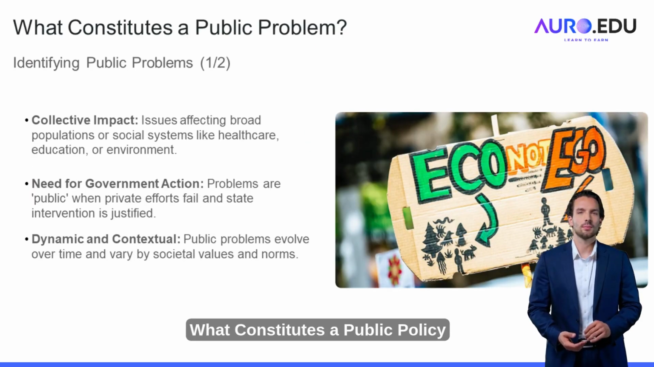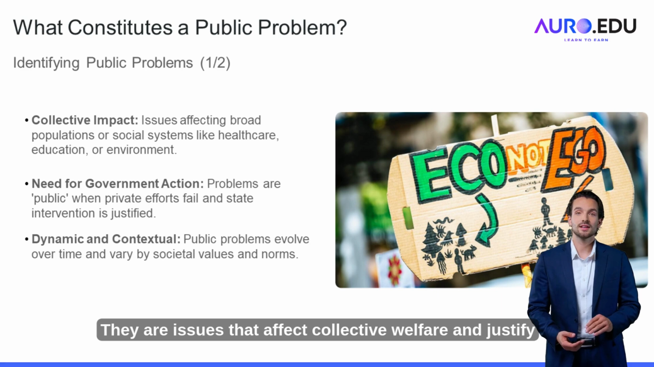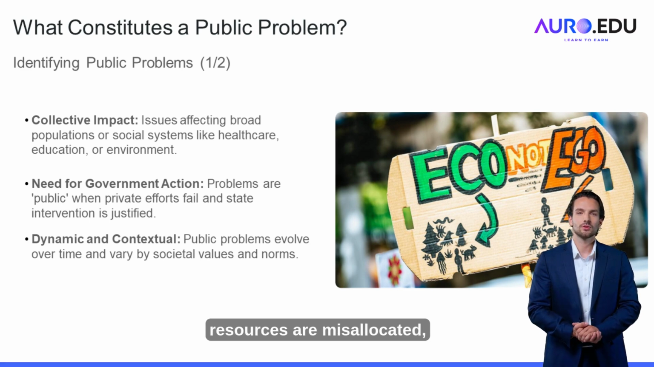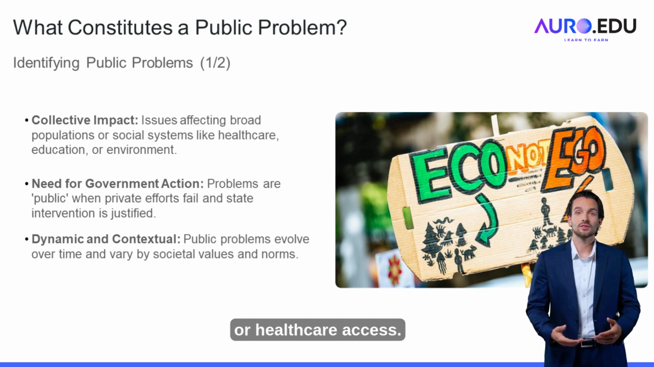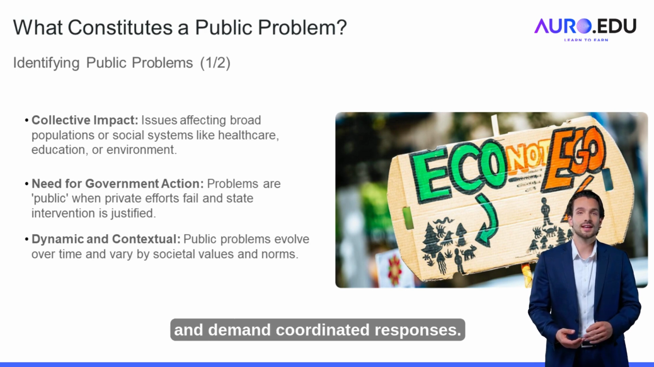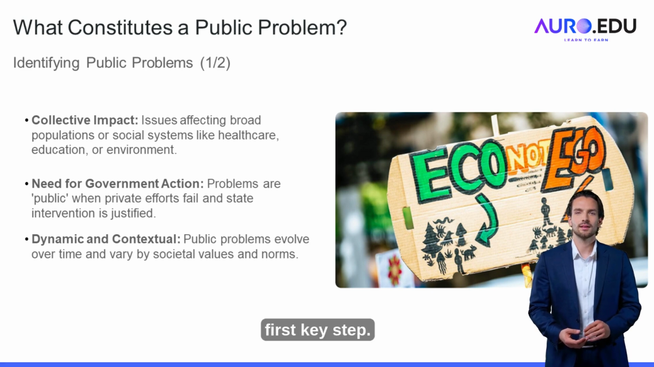What constitutes a public problem? Public problems are not merely private complaints made louder. They are issues that affect collective welfare and justify state intervention. They usually arise when markets fail, resources are misallocated, or basic needs are unmet. Think of climate change, food insecurity, or healthcare access. These are systemic, affect broad populations, and demand coordinated responses. Understanding the scale and collective impact is the first key step.